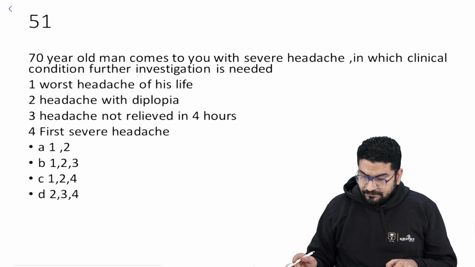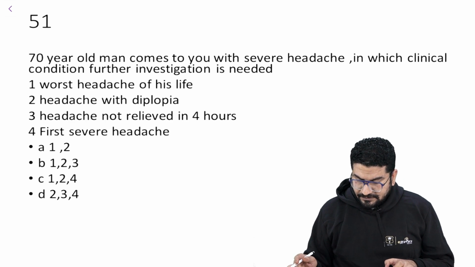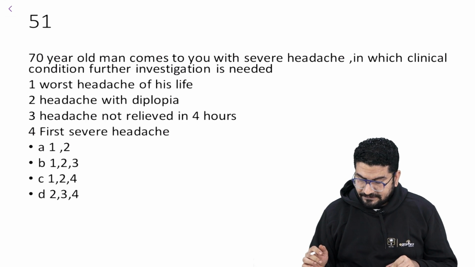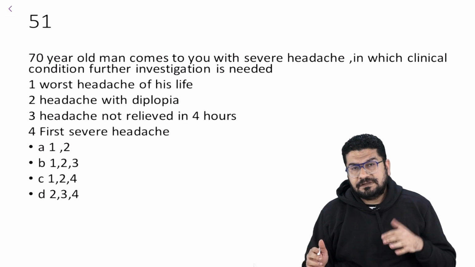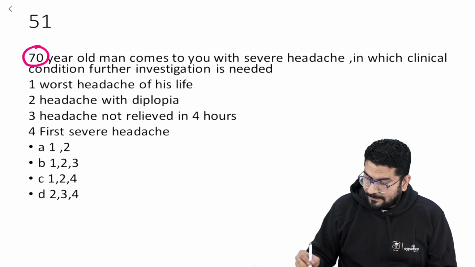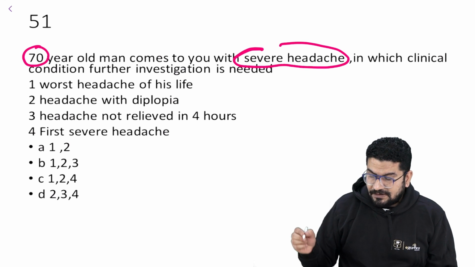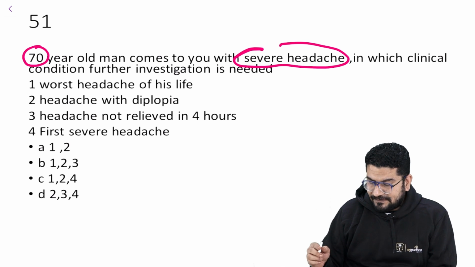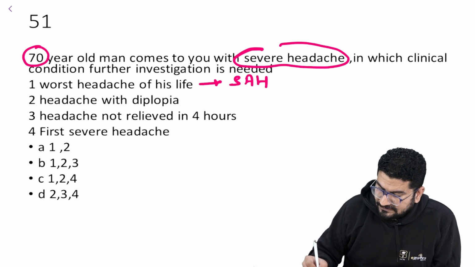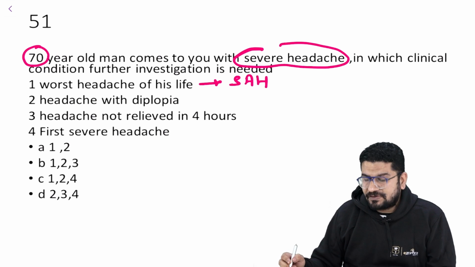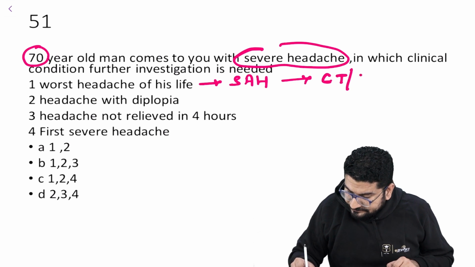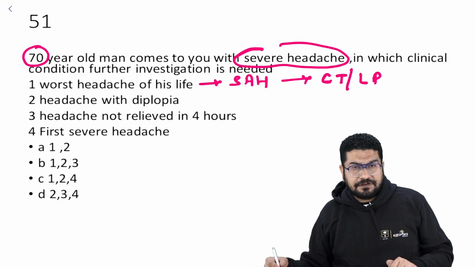A 70-year-old man comes to you with severe headache. In which condition is further investigation needed? Let us see this question. Look at the age of the patient: 70-year-old, and there is severe headache. Where do you need to investigate further? First option, worst headache of his life. This could be SAH, subarachnoid hemorrhage. Do we need further investigation? Answer is yes. We can do a CT scan, we can do a lumbar puncture. This needs investigation, so this answer is correct.